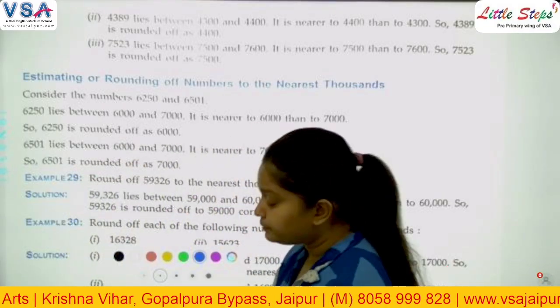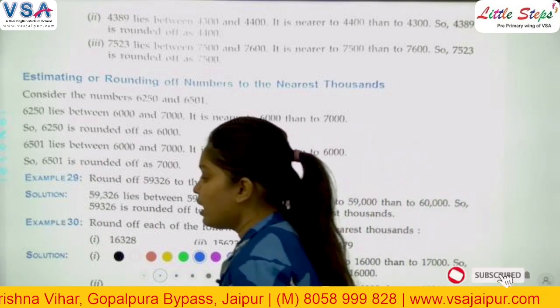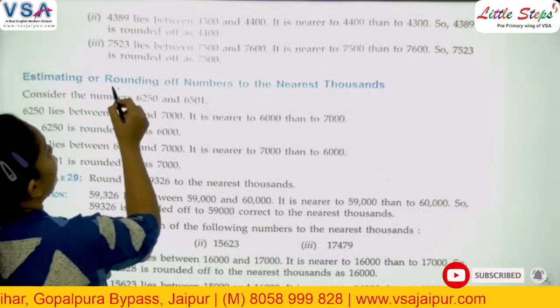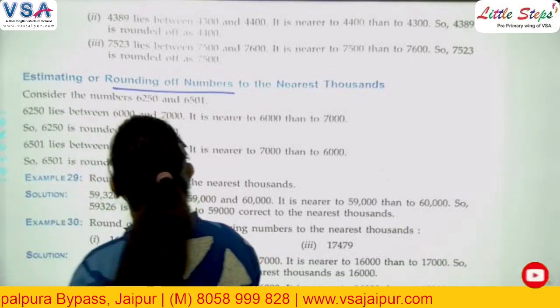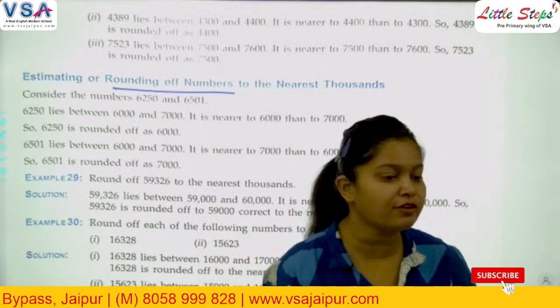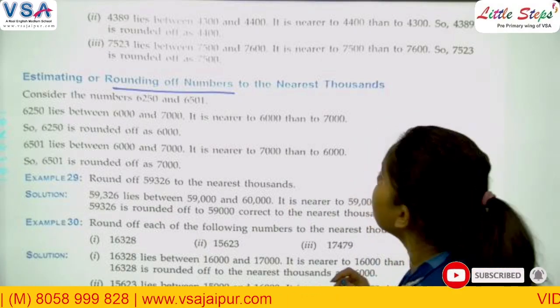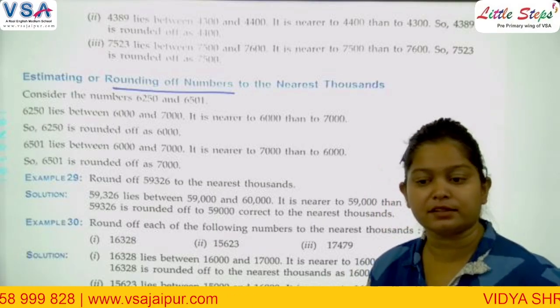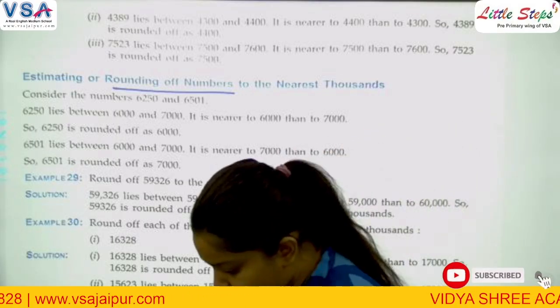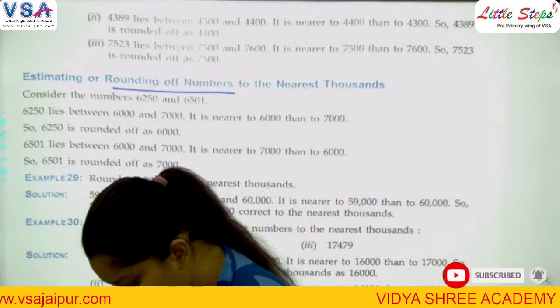So as we all know, estimating means rounding off. What is the meaning of estimating? Rounding off. We have to round off the numbers, nearest to 100, tens, thousand. Clear? We have to round off the numbers.